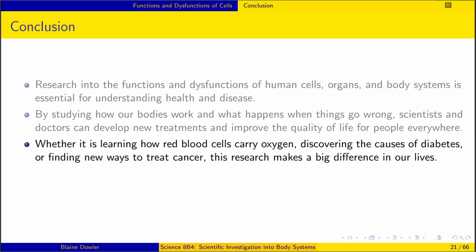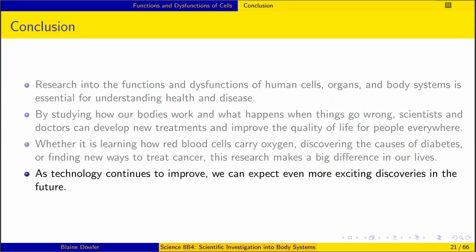Whether it is learning how red blood cells carry oxygen, discovering the cause of diabetes, or finding new ways to treat cancer, this research makes a big difference in our lives. As technology continues to improve, we can expect even more exciting discoveries in the future.